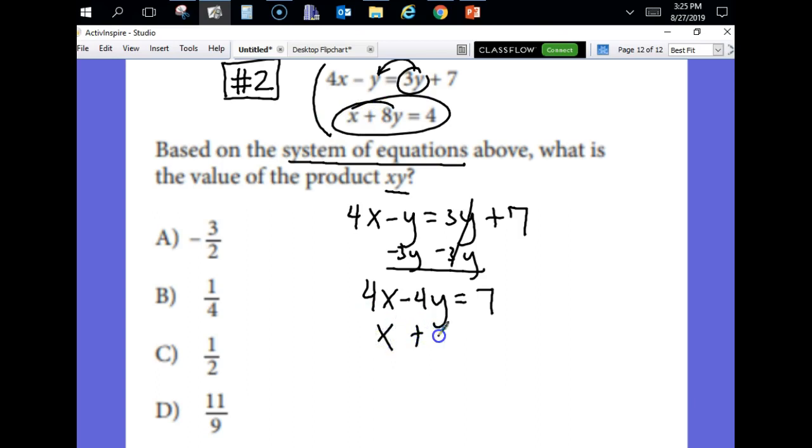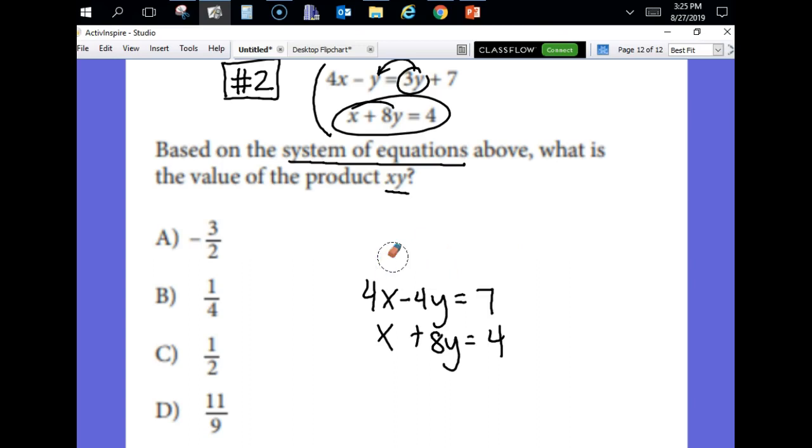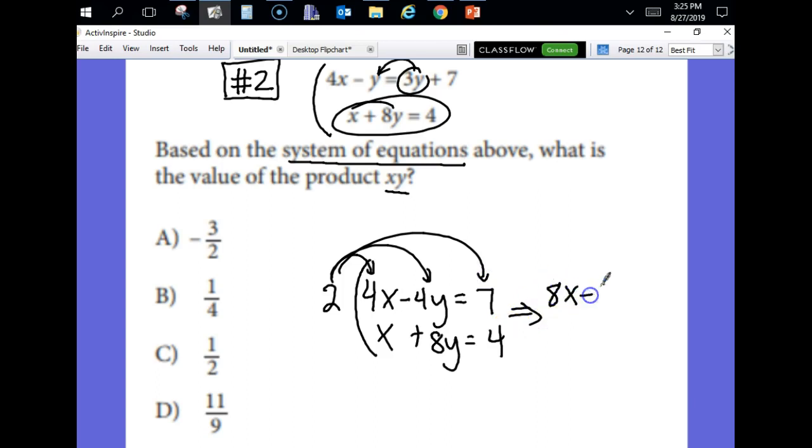and as you guys can see, the x's are lining up, the y's are lining up, and then the constants are lining up. Once you've gotten that accomplished, the next thing we're going to do is we want to use multiplication to get two of the variables to have the same value with opposite signs so that when we combine they'll cancel. So I'm going to multiply the top by 2. That's going to make this become 8x minus 8y equals 14, and the bottom once again is just going to be staying the same.